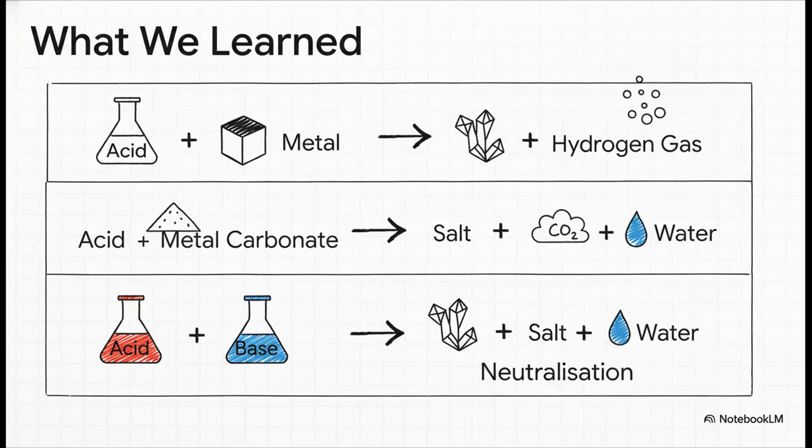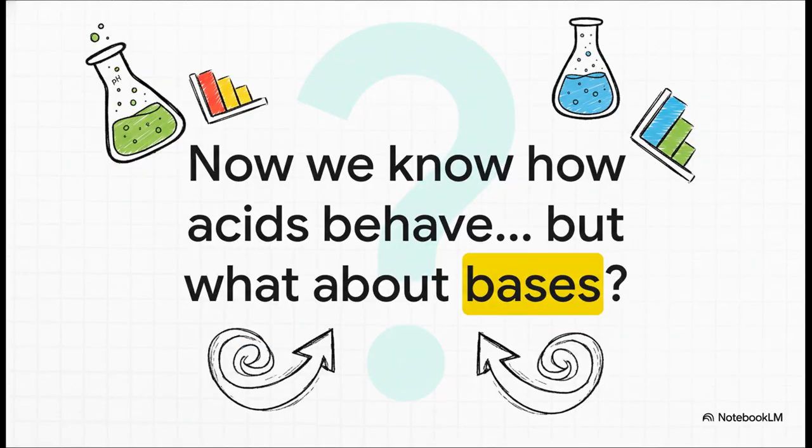So what did we learn? First, acid plus metal gives a salt and hydrogen gas. Second, acid plus a metal carbonate gives a salt, carbon dioxide, and water. And third, acid plus a base gives a salt and water, and we call this a neutralization reaction. These are the three key properties we discussed. So today we have understood how acids behave chemically.